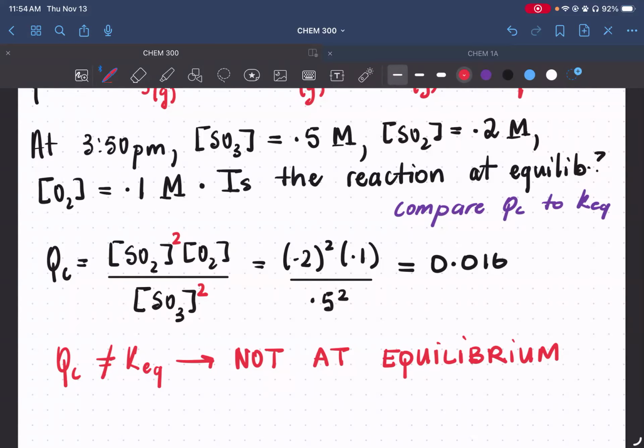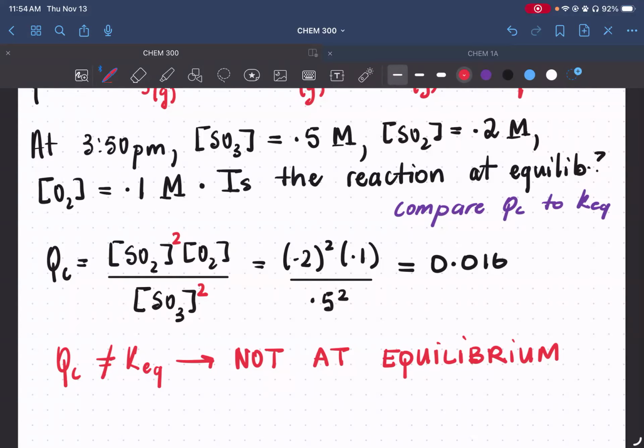Now, in the question, I went so far as to specify the time. I said at 3:50. Of course, the specific number is unimportant, but the point I'm trying to make is it's at a specific moment. You have to evaluate what's going on at that moment. At 3:50, the reaction is not at equilibrium, but that might change. Maybe at 4:20, it goes through equilibrium. Maybe even at 10 p.m. at night, it's still not at equilibrium.